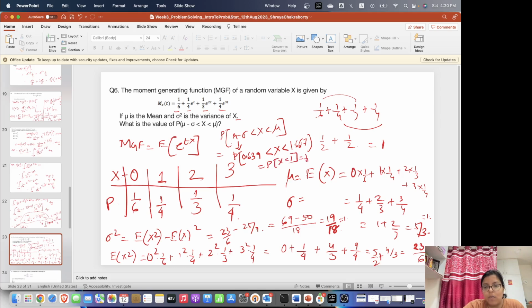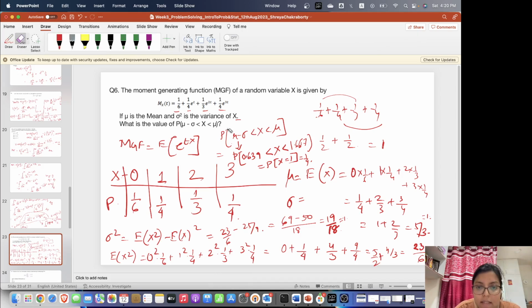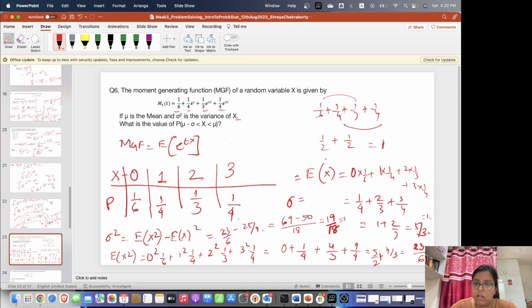So that is 1/4. So the final answer is, I'll write it a little clearly so that the slides are proper. So from here, that is the answer. Probability x equal to 1. Okay, this is mu.